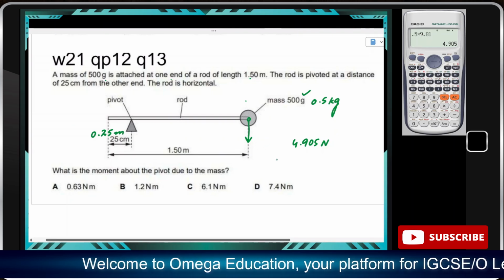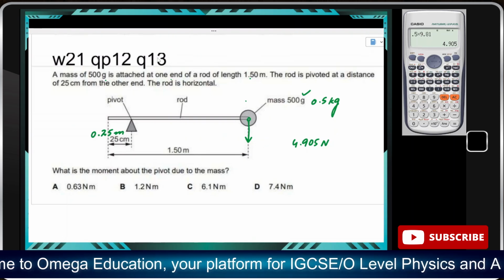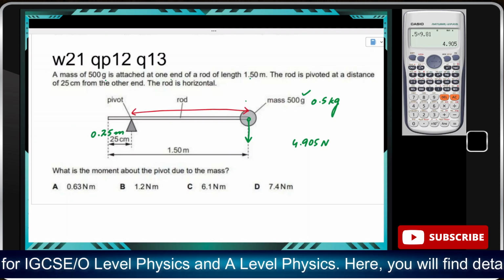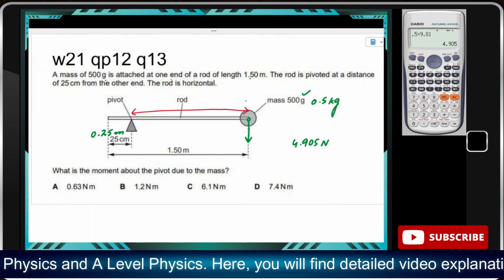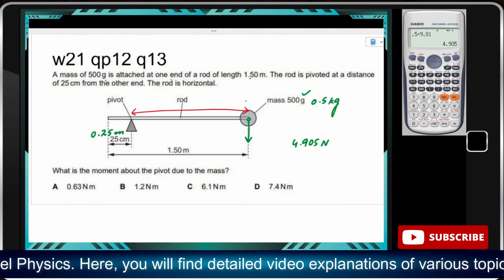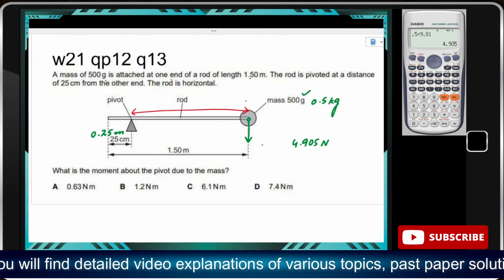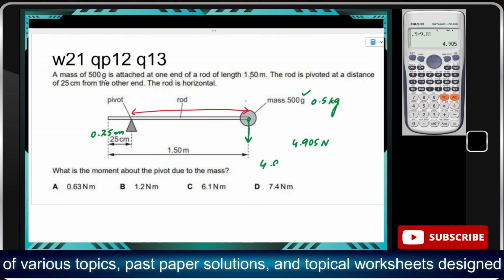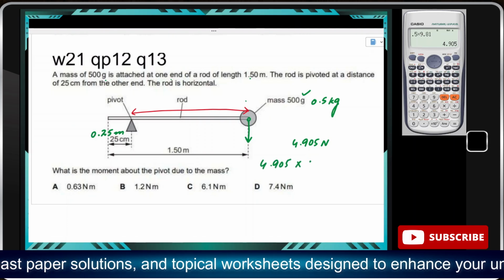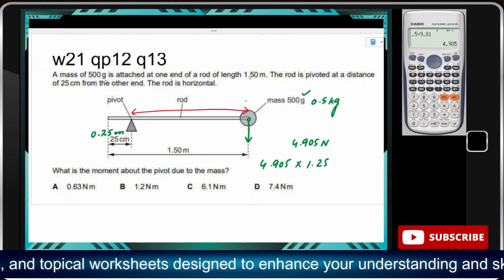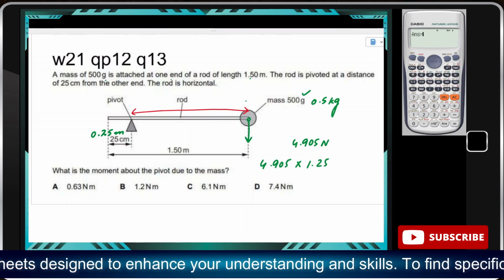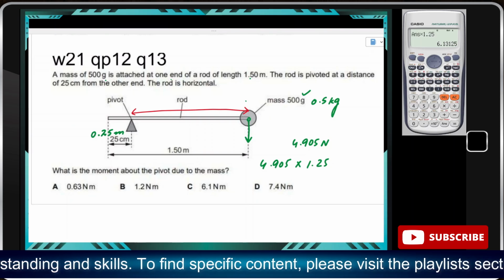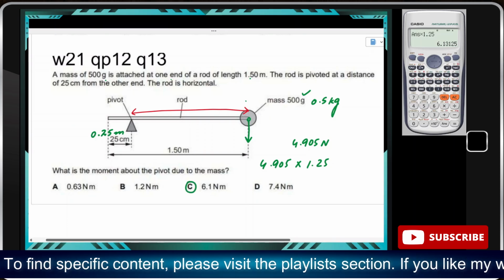Now what is the moment produced by this force? Moment equals force times the perpendicular distance from the pivot. So what is the perpendicular distance? 1.5 minus 0.25, which would be 1.25. So let's write it on the calculator. We get 6.1. So we get C as the right answer.